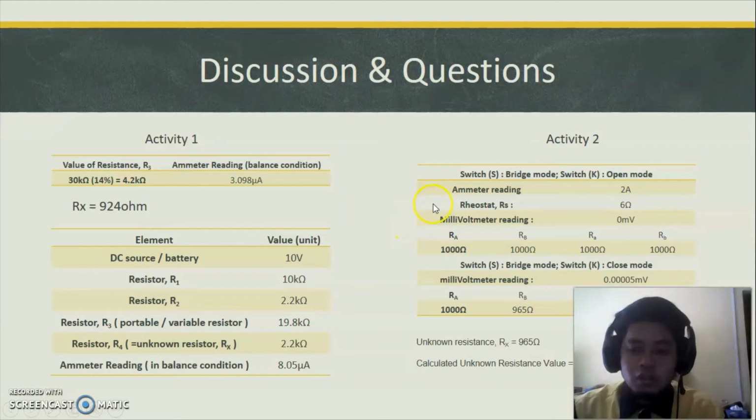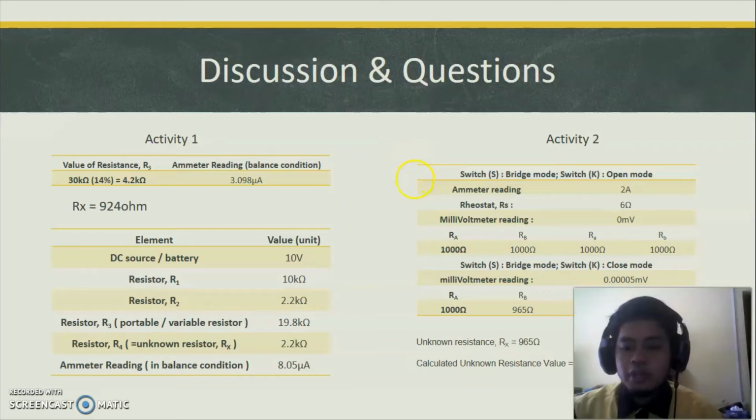Activity 2 is the Kelvin double bridge. The Kelvin bridge has two modes. First of all we need to set the source at 12 volt. After that the rheostat needs to be adjusted until the ammeter reading is set to 2 ampere.